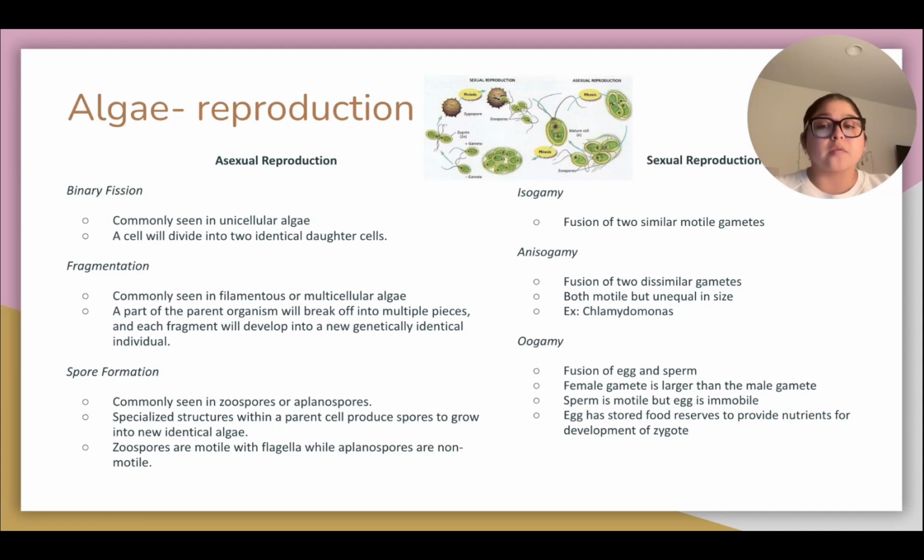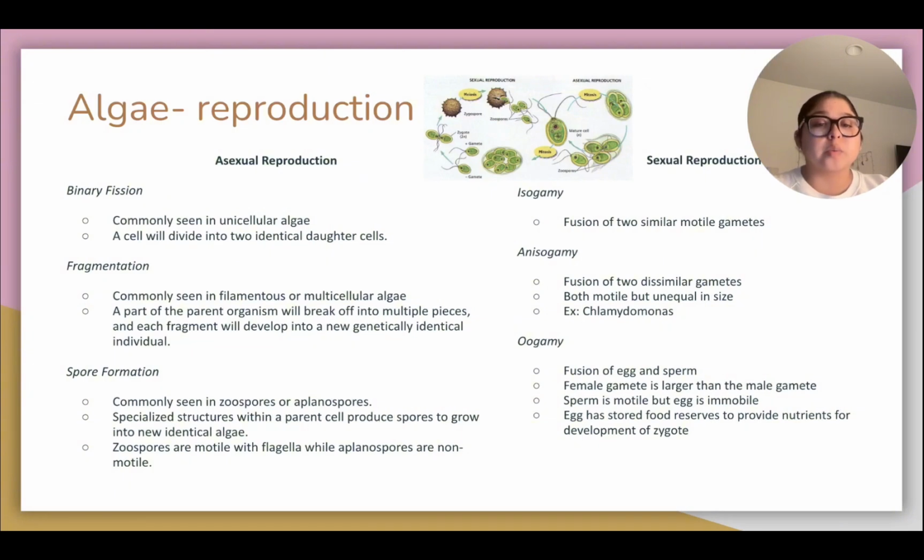And then lastly, for asexual reproduction, there's spore formation, and this is commonly seen in zoospores and aplanospores. These are specialized structures within a parent cell that produce spores to grow into new identical algae. And something that I found interesting was that zoospores are motile with flagella, while aplanospores are non-motile because they do not have a flagella.